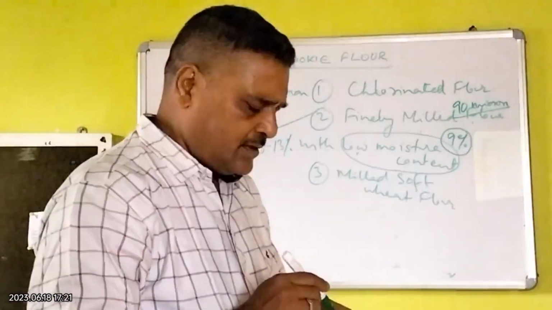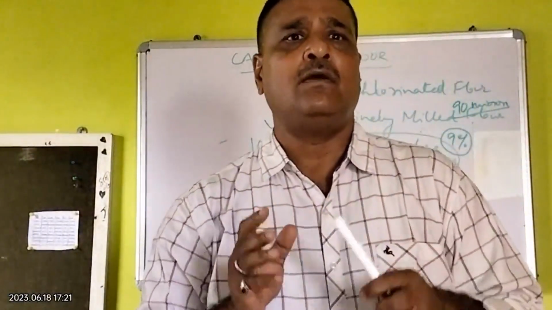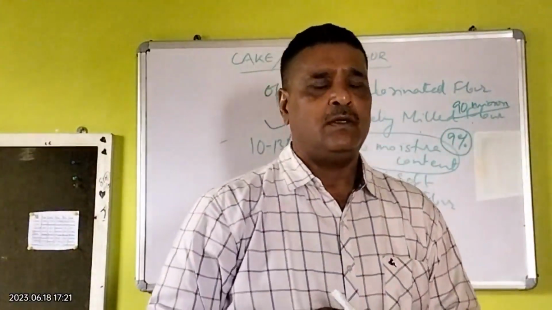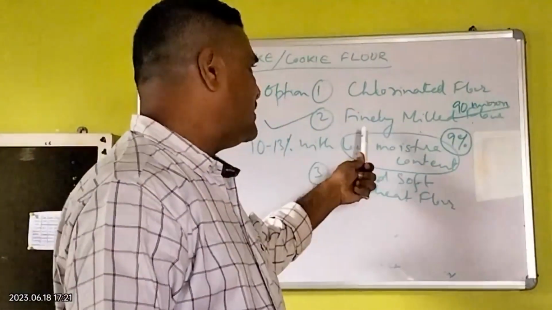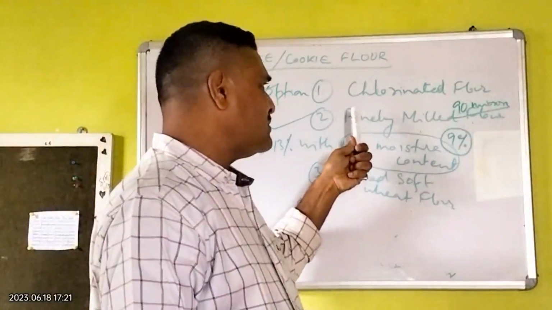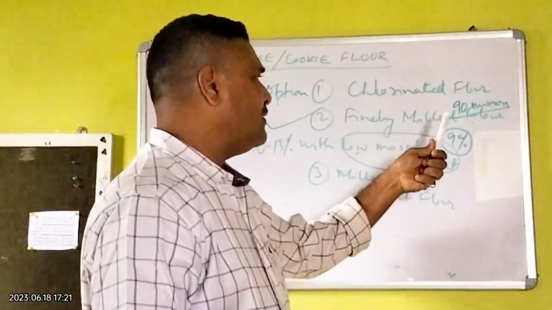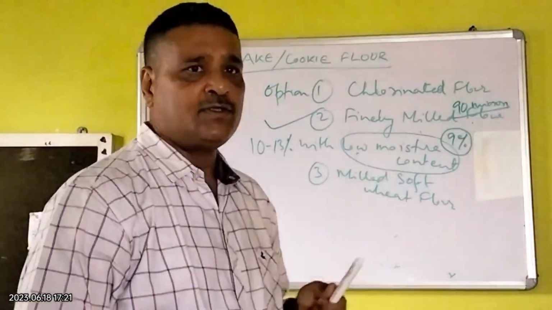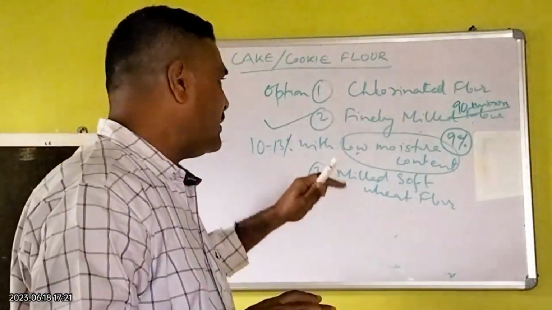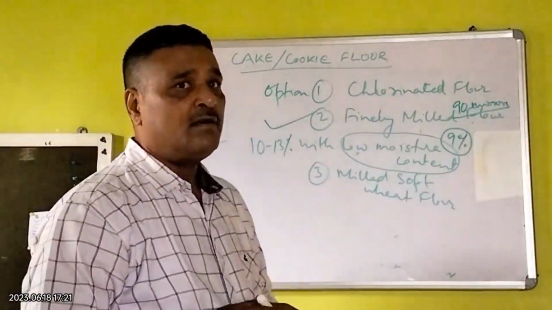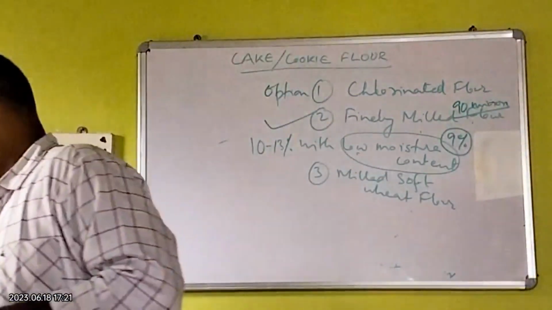There are several countries which do not allow, or regulatory issues do not allow, chlorinated flour to be used. We shall discuss this subject, but they allow this. So the closest option which comes is a finely milled flour of 90 microns and 9% moisture content. But you cannot get the same result that chlorinated flour does. We talk now on chlorination of flour.